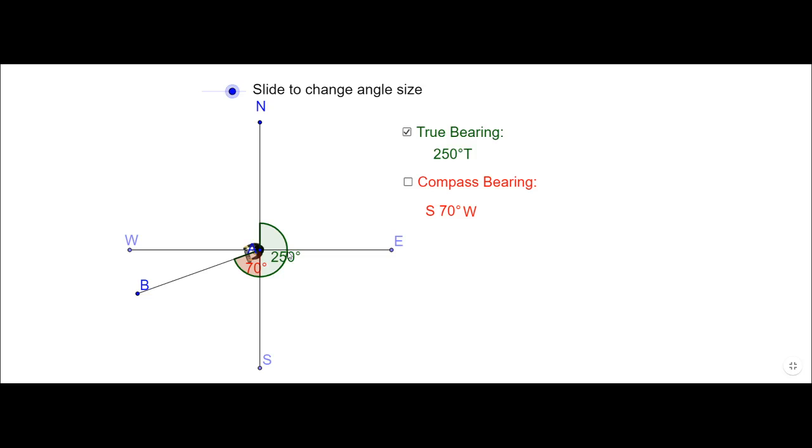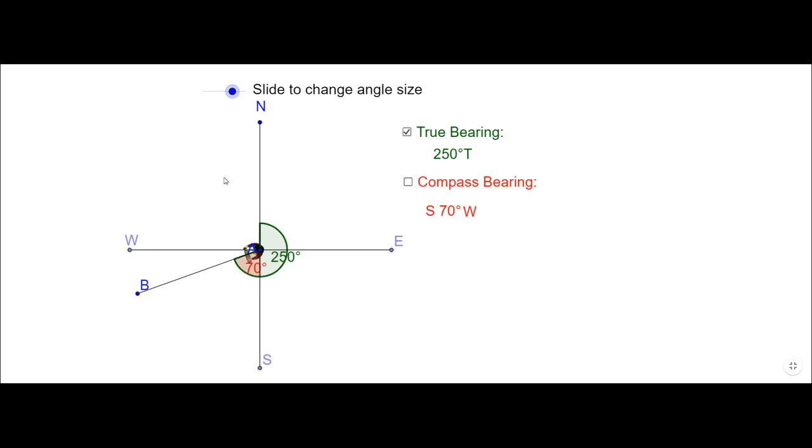To get the compass bearing, the one up to this point is 180 degrees, and up to this point is 270 degrees. Okay, this is 180 degrees. You add 70 degrees, you get 250 degrees, which is your true bearing. And the compass bearing, you measure this angle, south 70. Now you find it 70 degrees west.